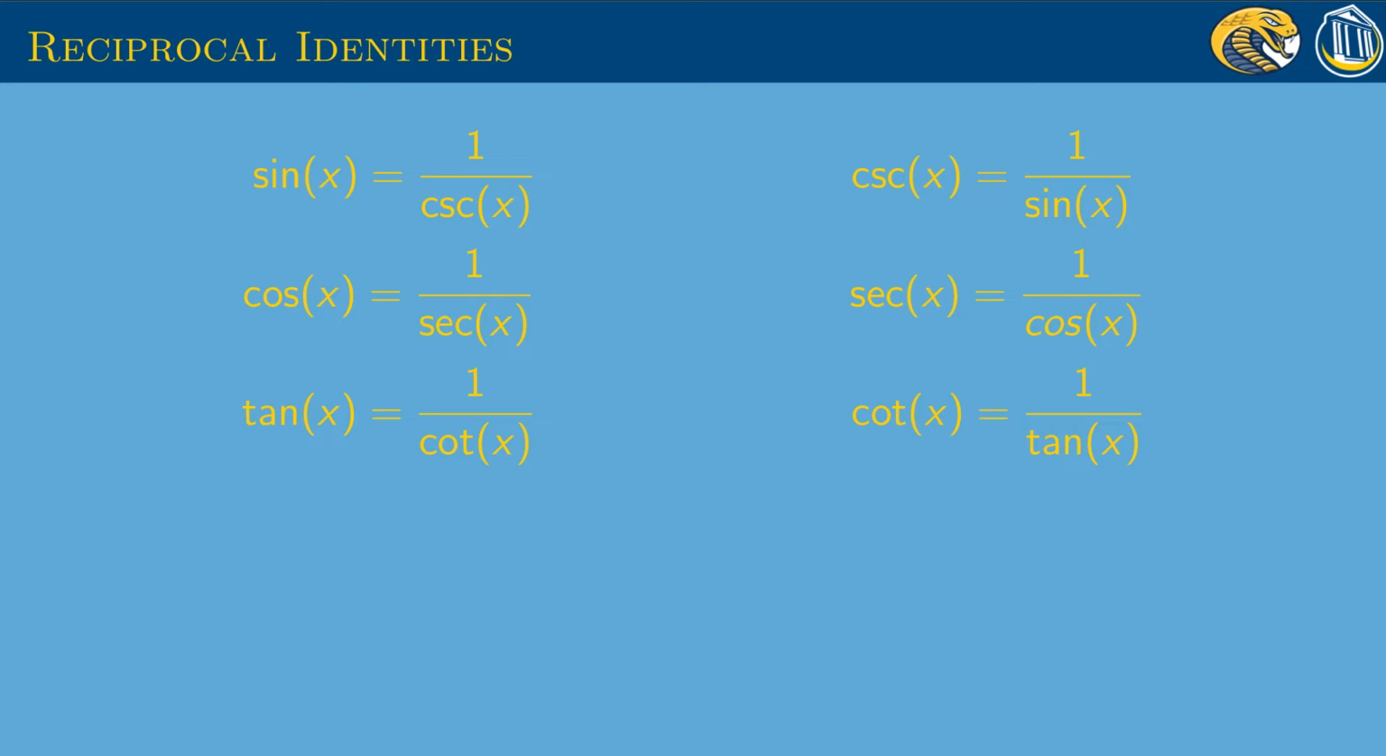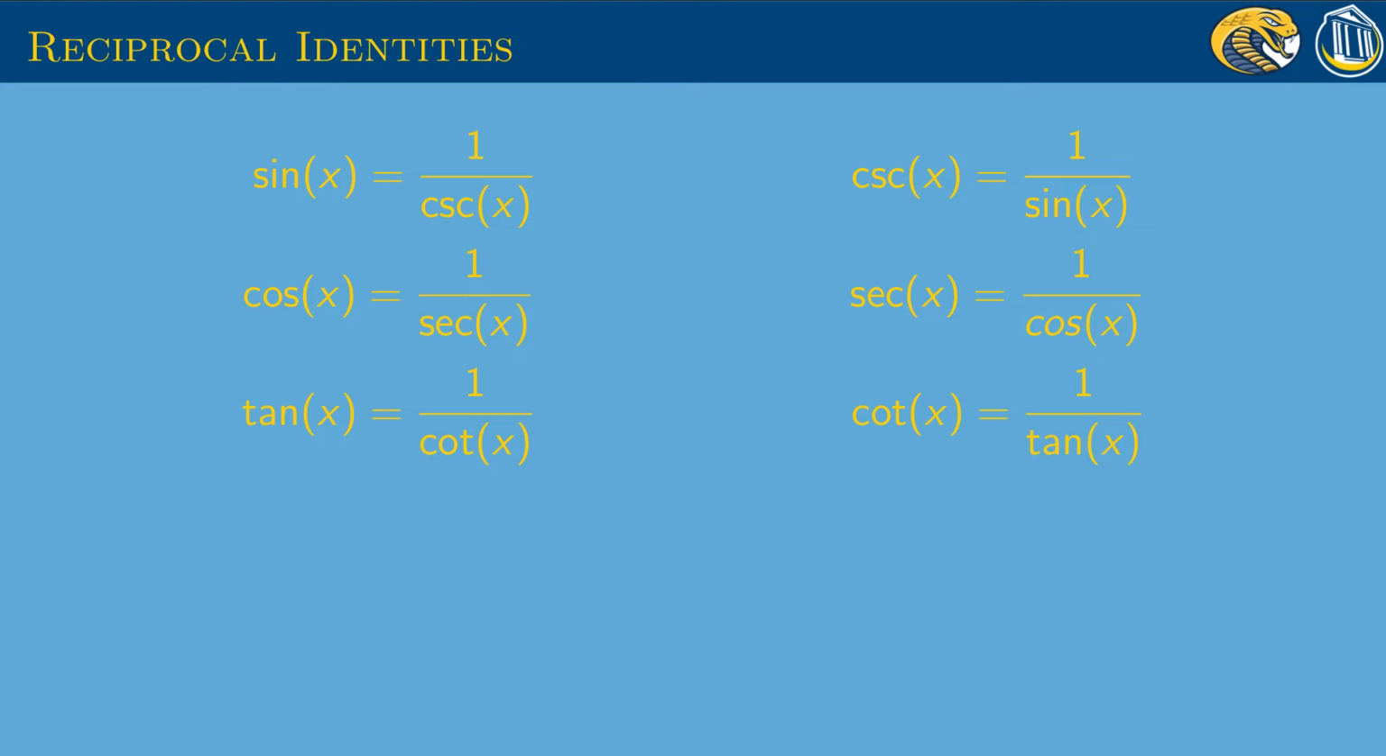We have other reciprocal identities that says that sine is 1 over cosecant, the same way that cosecant is 1 over sine. Similarly, cosine is 1 over secant, the same way that secant is 1 over cosine, and therefore tangent is 1 over cotangent, the same way cotangent is 1 over tangent.